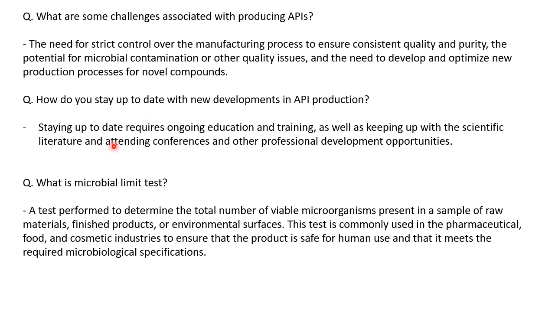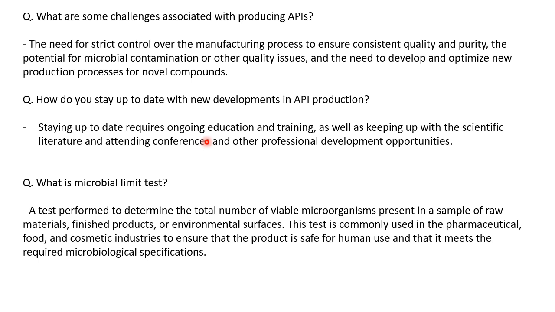Staying up to date requires ongoing education and training, as well as keeping up with the scientific literature and attending conferences and other professional development opportunities. That means simply you need to be alert, you need to be going through and reading a lot of scientific research, and attending conferences, so that you can stay up to date with new developments.